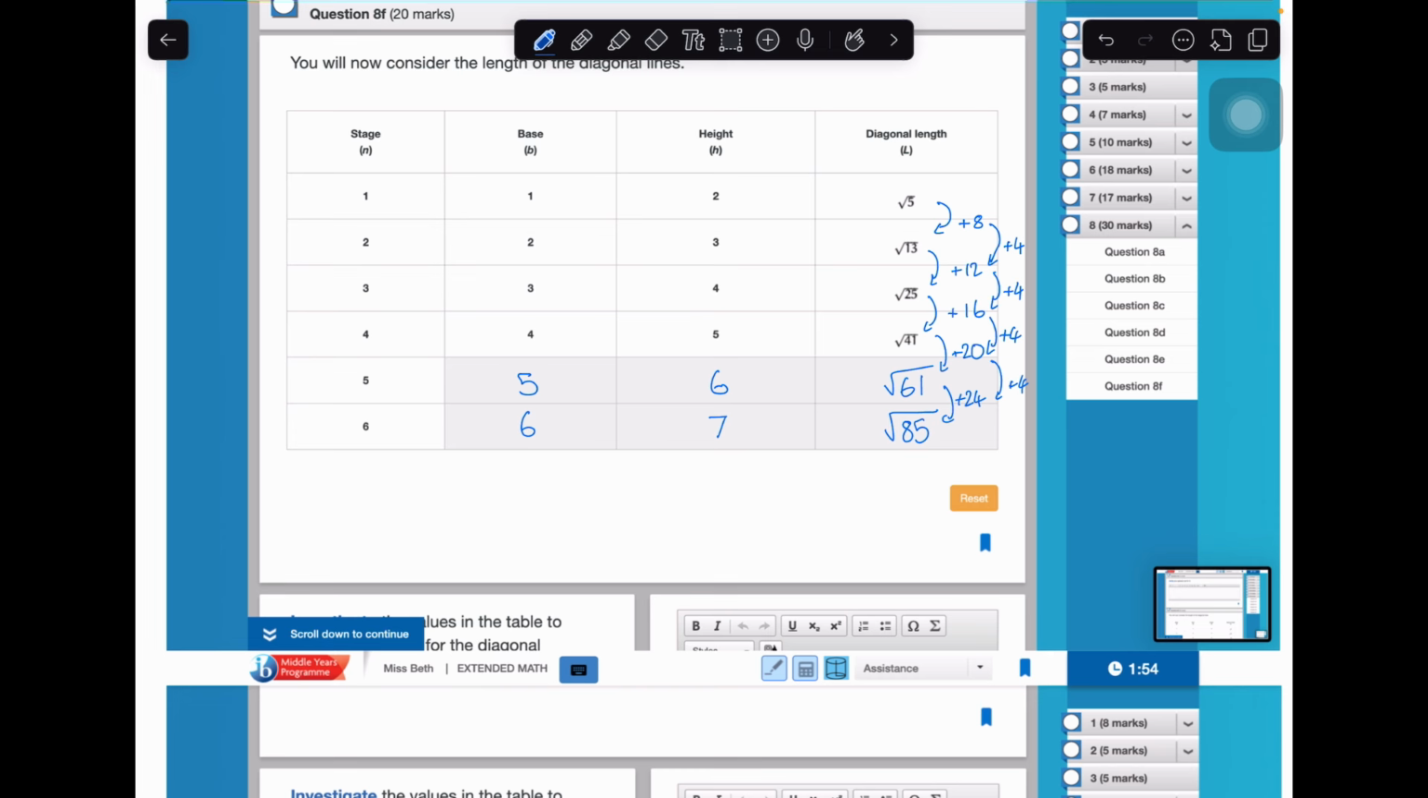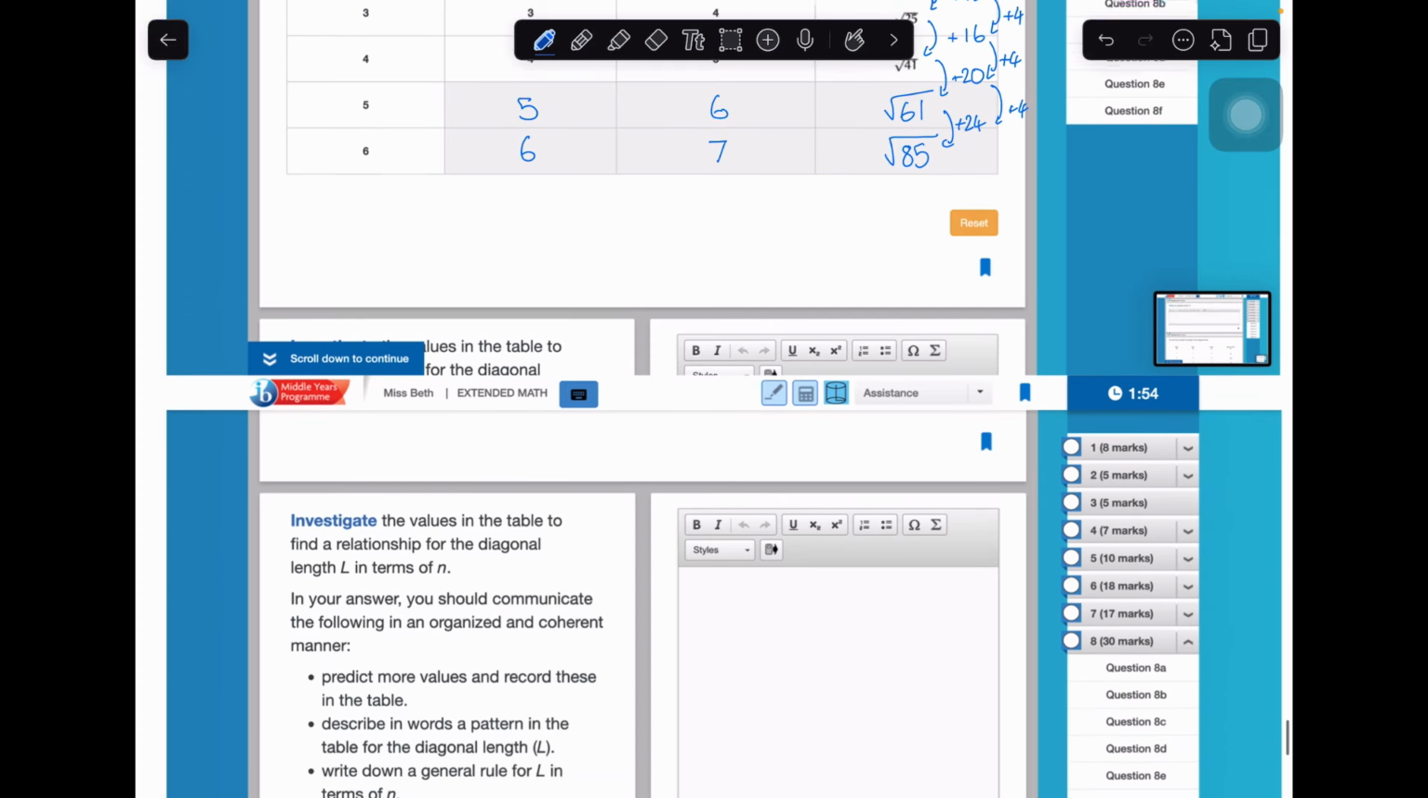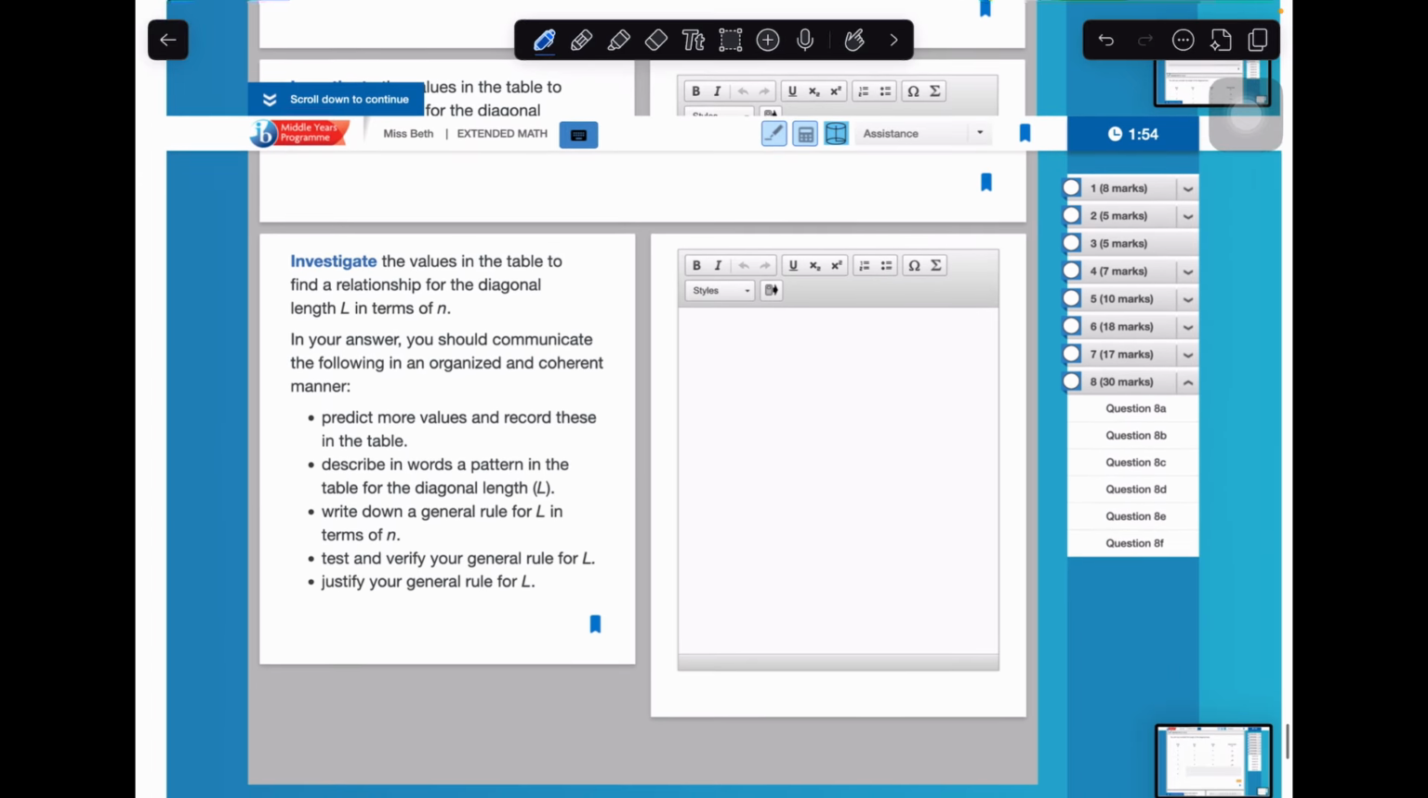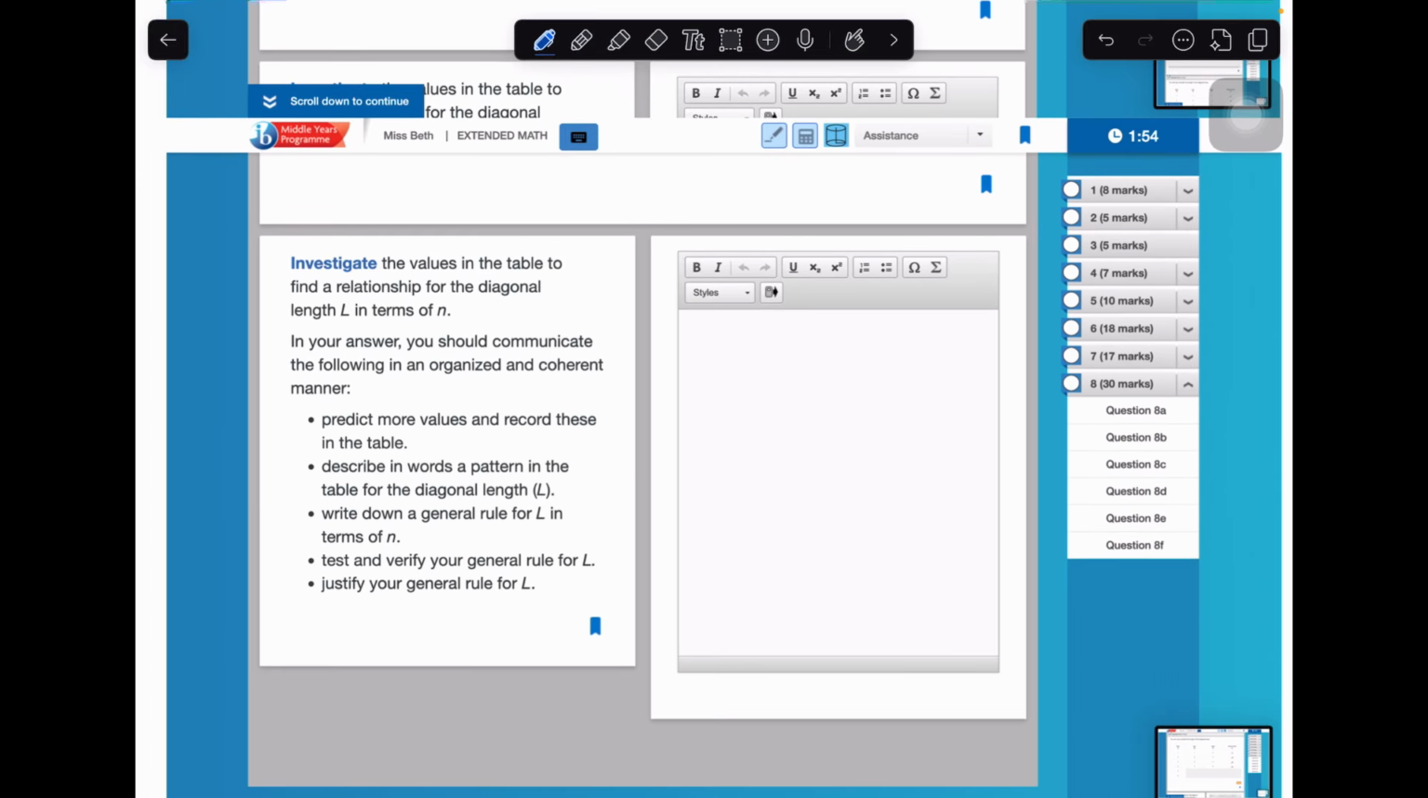Okay, so just think carefully about what patterns are happening. What can I see that's going on? Okay, so then we have our big investigation. So investigate the values in the table to find a relationship for the diagonal length in terms of n.